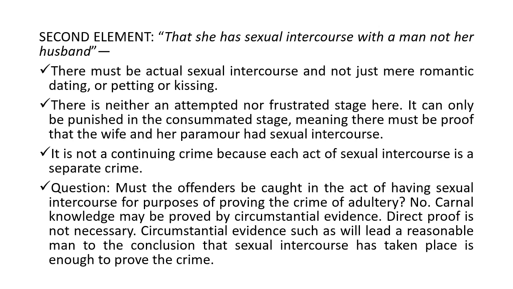Usually, sexual intercourse is done in secret. So, it is very hard to require the prosecution or the complainant for that matter, the offended spouse, to always secure direct evidence. That is why circumstantial evidence, as will lead a reasonable man to conclude that sexual intercourse has taken place, is enough to prove the crime of adultery.